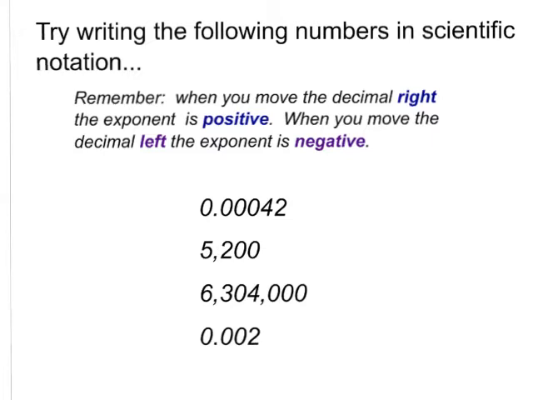You try writing the following numbers in scientific notation. Remember, when you move the decimal right, the exponent is positive. When you move the decimal left, the exponent is negative. So you try these examples, and I'll give you the answers on the next frame.